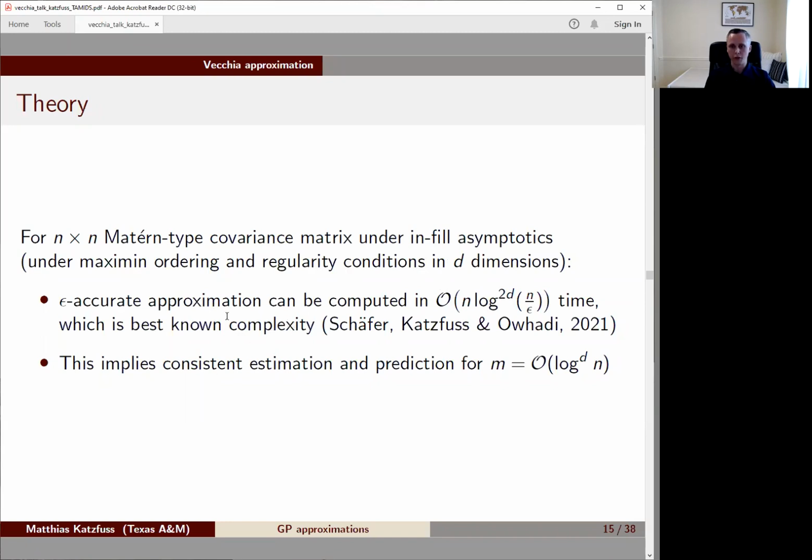What this asymptotic result also implies is that we can essentially get consistent estimation and prediction and consistent inference when m only grows sort of polylogarithmically in n for fixed d. So especially for small d, for small input dimension, m can grow very, very slowly with n, and we still get asymptotically essentially the same inference as we did with the exact Gaussian process in this setting.